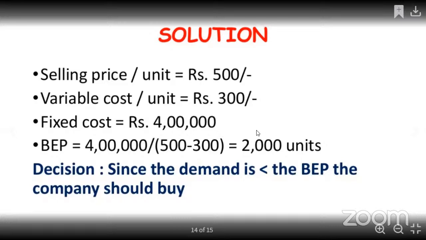Even if the cost is less, there is still the break-even point, right? The break-even point is 2,000 units. So if you produce any product below the break-even point, the company may incur losses, right? The company's cost is high compared to this selling price. So break-even is also a very useful technique to decide whether to buy a product or make a product. Okay.